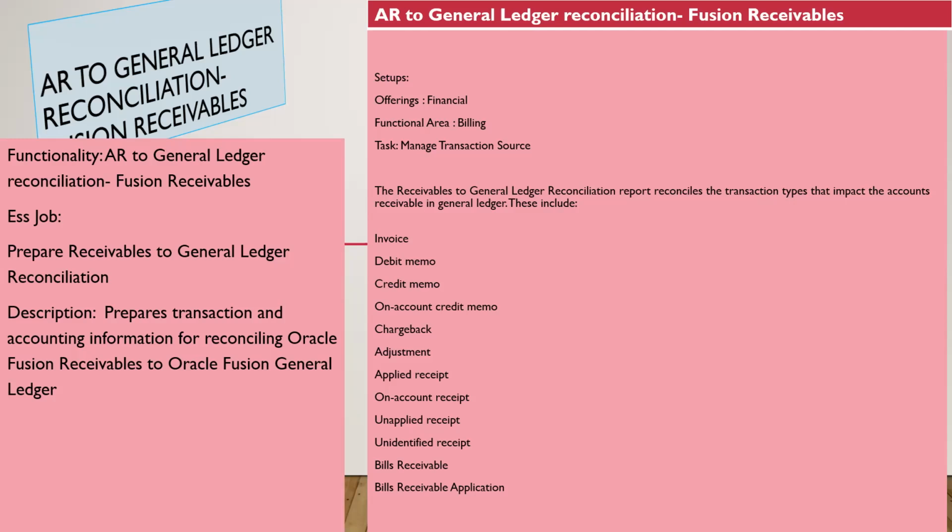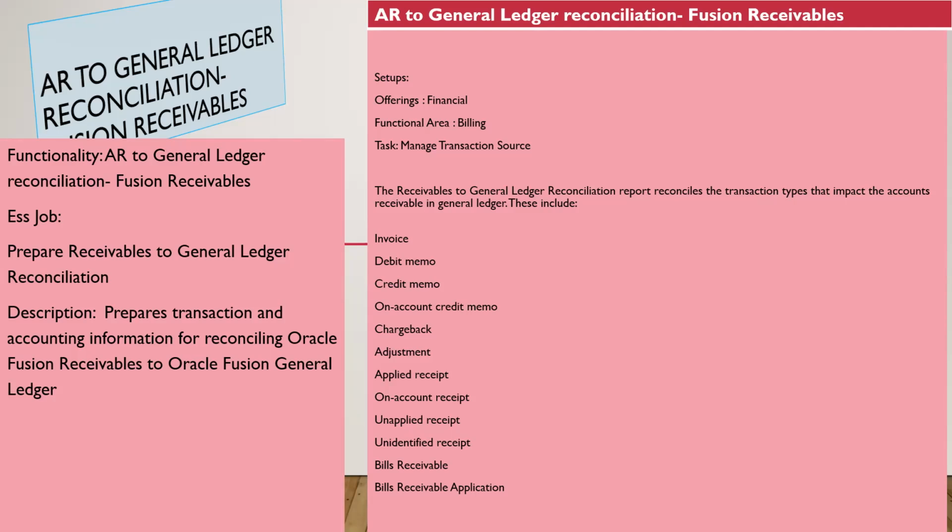The Receivables to General Ledger Reconciliation report reconciles the transaction types that impact accounts receivable in the general ledger. This includes invoices, debit memo, credit memo, on-account credit memo, chargeback, adjustments, applied receipts, on-account receipt, unapplied receipt, unidentified receipt, bills receivables, and bills receivables application.